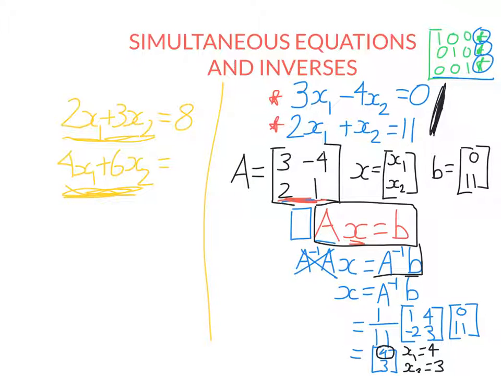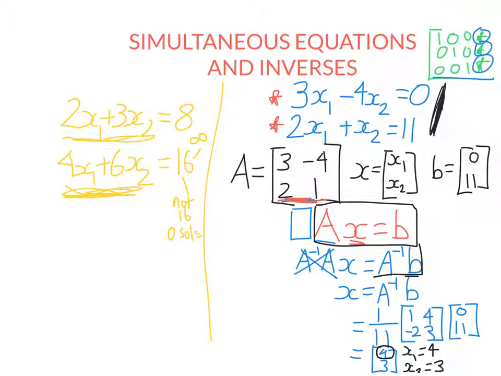So if that in fact does equal 16, if we double it, then there will be infinitely many solutions, because those two equations are telling you the same thing. If it's not 16, then there will be 0 solutions.